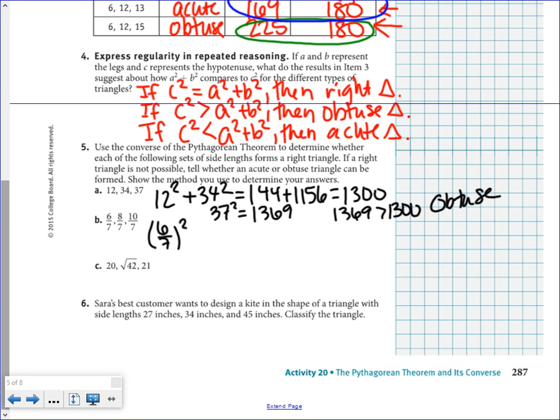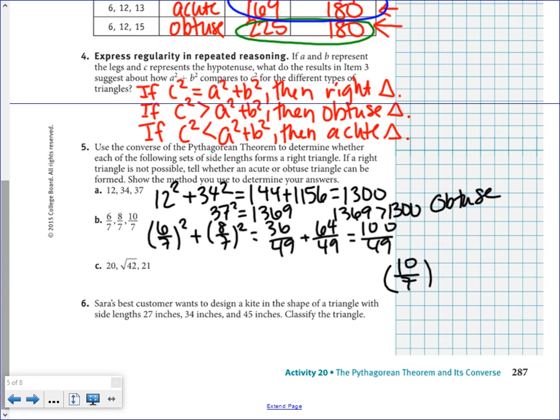6 over 7 squared plus 8 over 7 squared is 36 over 49, because you can just square each term. 6 squared, 7 squared. Put them as a fraction. Same thing with this other one. 8 squared is 64, 7 squared is 49. 64 plus 49 is 100, so 100 over 49. Then my C squared is 10 over 7, so if I square that, 10 squared is 100, 7 squared is 49. Those are identical. That means I have to have a right triangle.